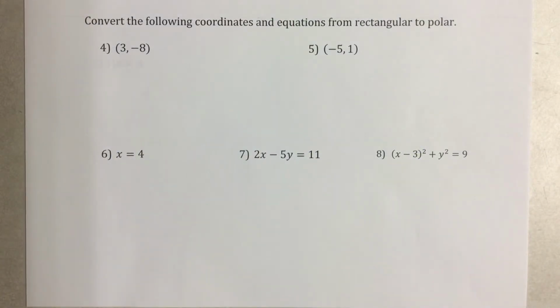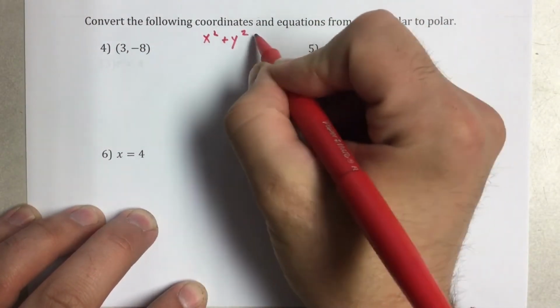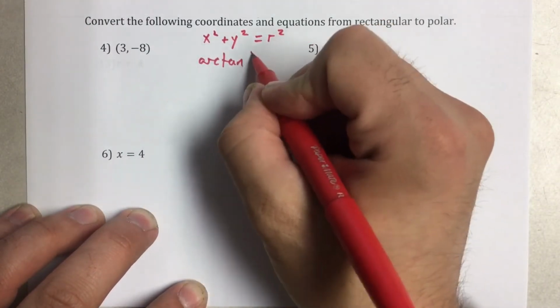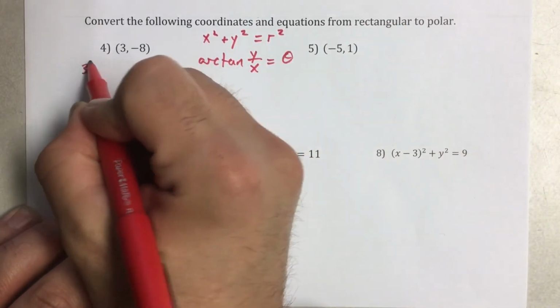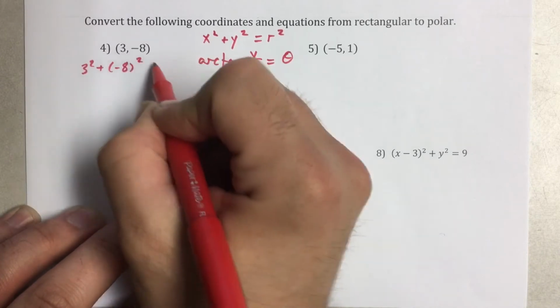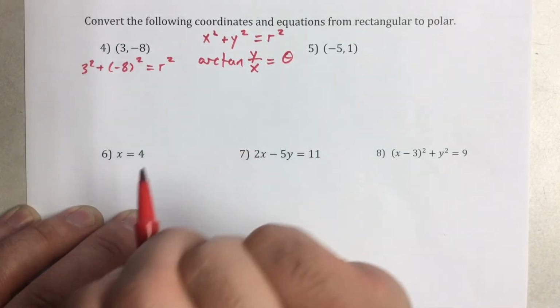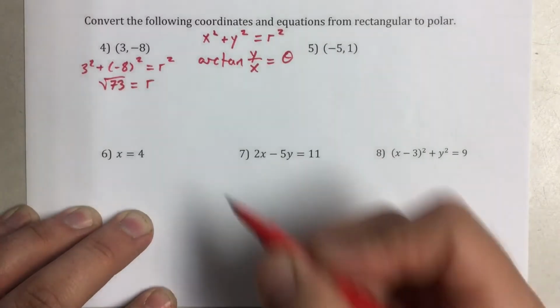Okay, so we're looking at converting in this first couple examples, converting from rectangular to polar. So 3 comma negative 8, converting that to polar. So we have to use these two conversion equations: x squared plus y squared equals r squared, and then arctangent of y divided by x will equal theta. So if we think, okay, 3 squared plus negative 8 squared, it's going to equal r squared. Well, that comes out to be 73. So we would have the square root of 73 is our radius. And then the arctangent.